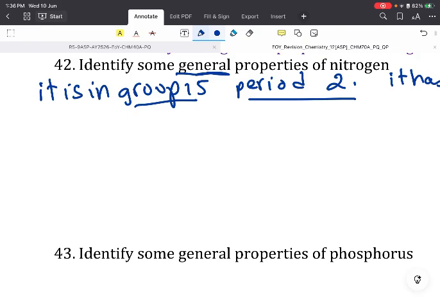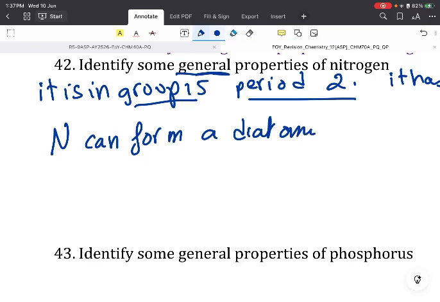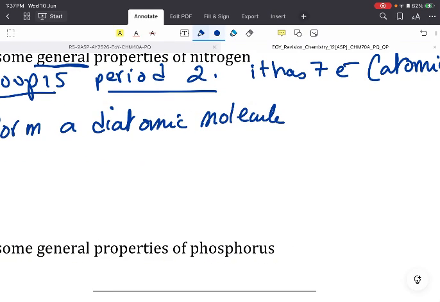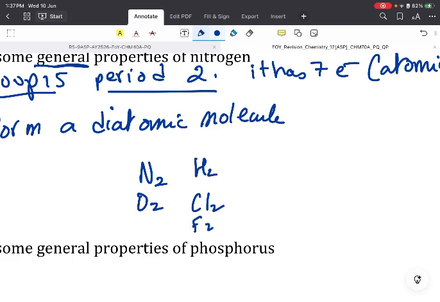Nitrogen exists or can form a diatomic molecule. You know that we have 7 diatomic molecules in the periodic table. We have N2, we have O2, we have H2, we have Cl2, F2, Br2, and I2. They are 7. So nitrogen is one of them. So we call it a diatomic molecule.